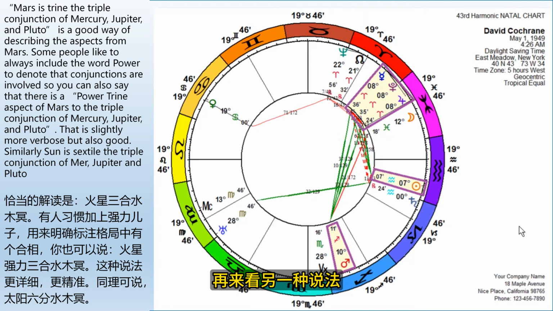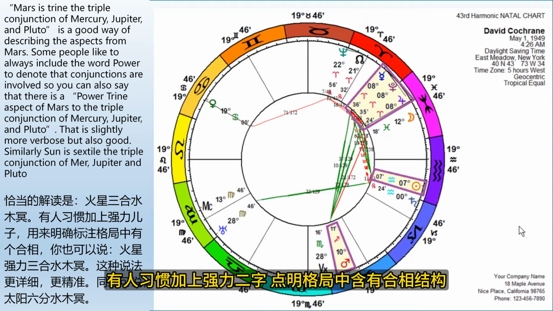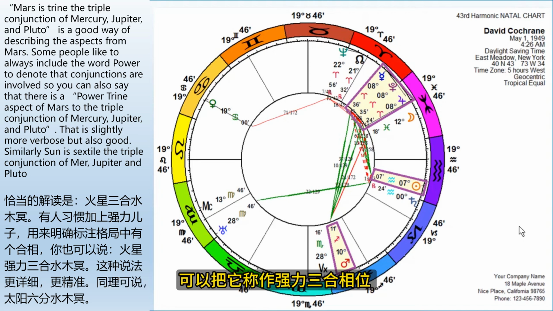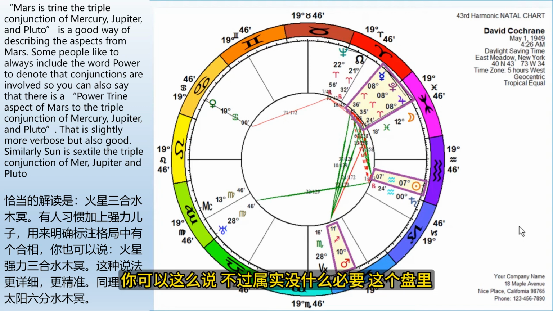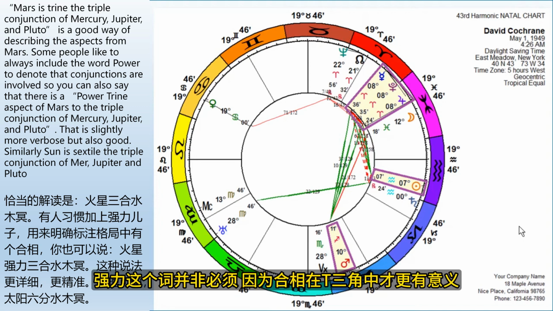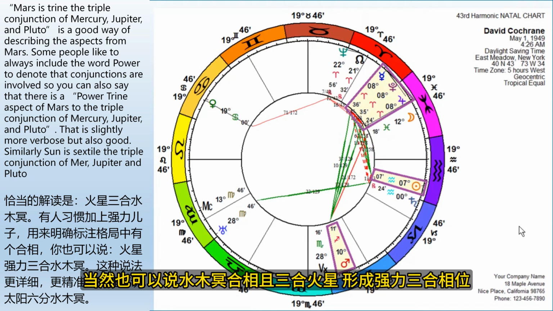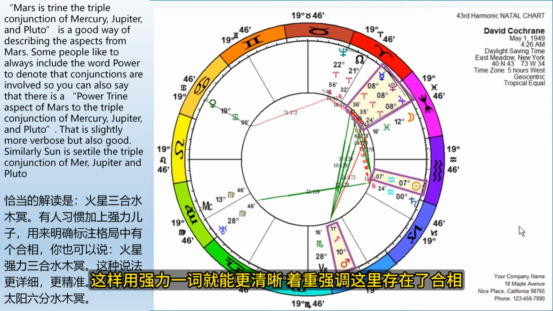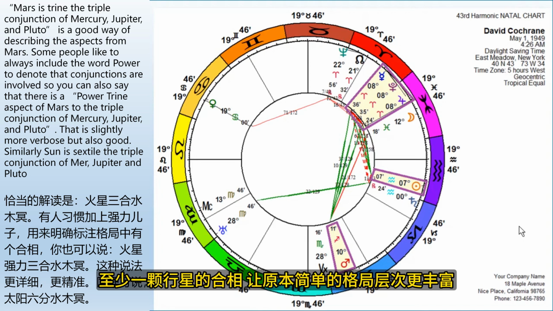Let's see what we have here. Some people like to always include the word power to denote that conjunctions are involved. Right. So call it a power trine aspect. You can do that. I think in this case we don't really need the word power. For the T-square, it really helps. But if you want, you could call it a power trine aspect of Mars to the triple conjunction of Mercury, Jupiter, Pluto.